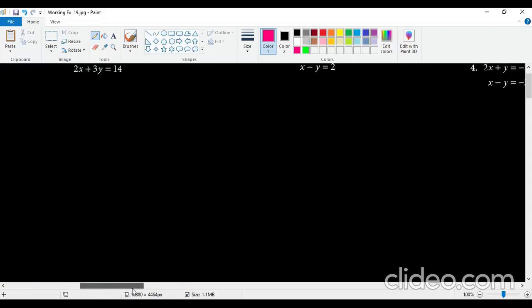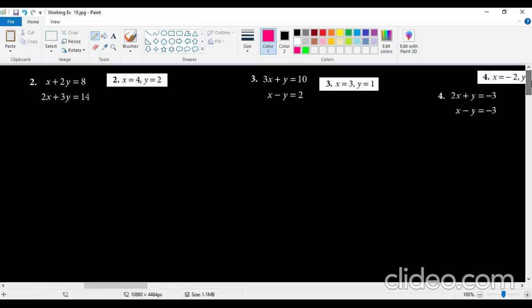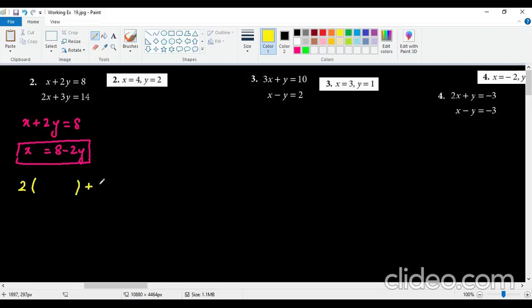Taking the second question now. Here I can see equation 1 is telling us that x plus 2y equals 8. That means x is equal to 8 minus 2y. This is the value of x. Now I will write the second equation. The second equation is 2x plus 3y equals 14. So instead of the value of x, I will write 8 minus 2y.